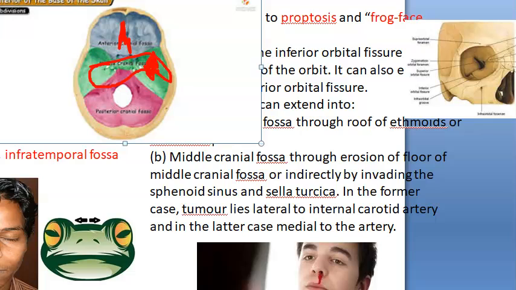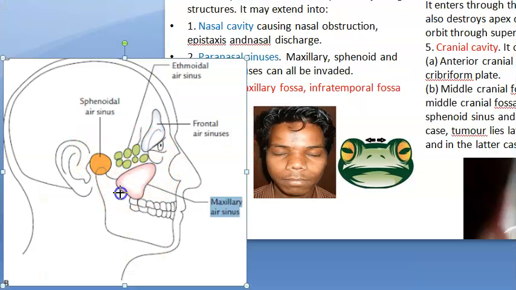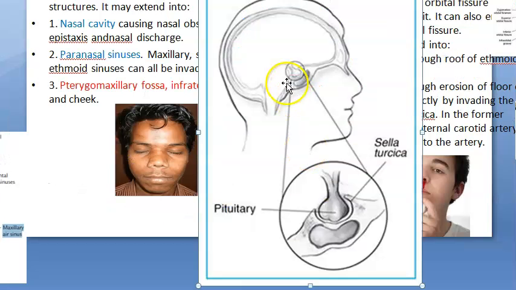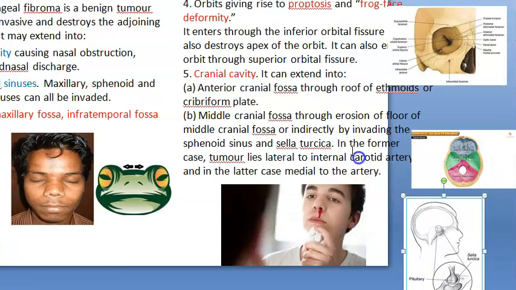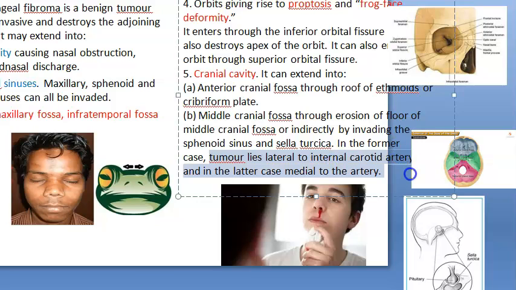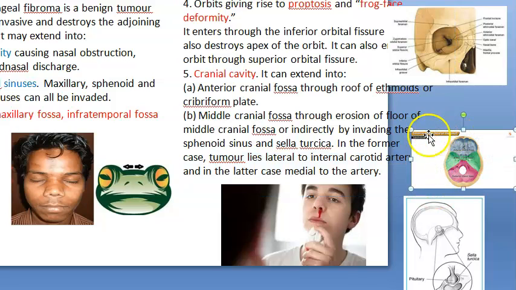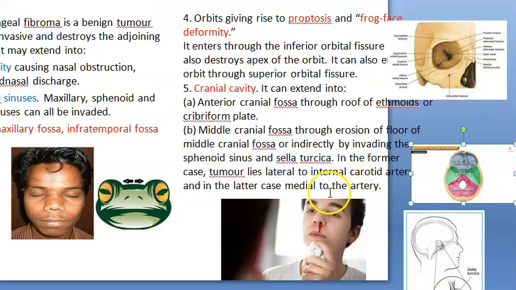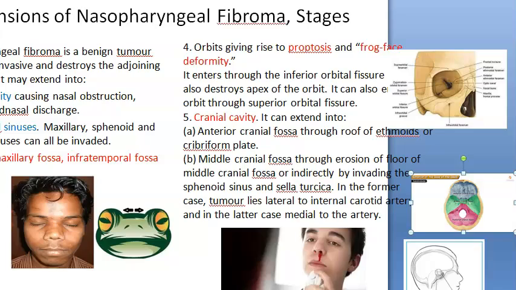Okay, let's go back to anatomy. So indirectly, if it is going via the sphenoid sinus or the sella turcica, where is that? Here they're showing below the pituitary, what you have is the sella turcica. So via that it is going to invade, and where is it going to go? This angiofibroma to the middle cranial fossa. So here they're saying in the former case, the tumor lies lateral to the internal carotid artery, and in the latter case it may lie medial to the artery. So however it enters, there it will lie, isn't it? What do you think? Okay.